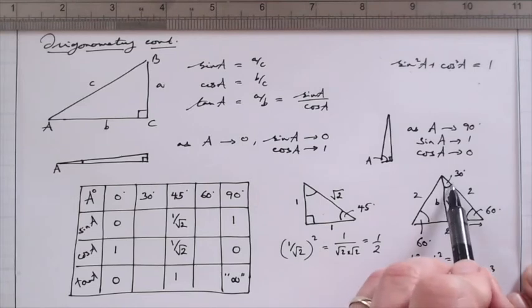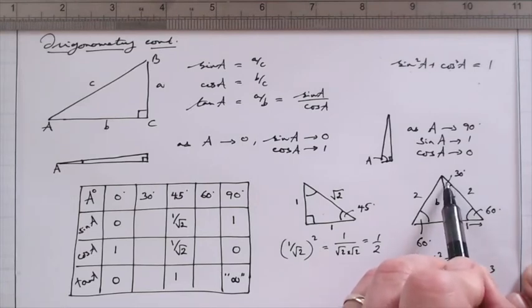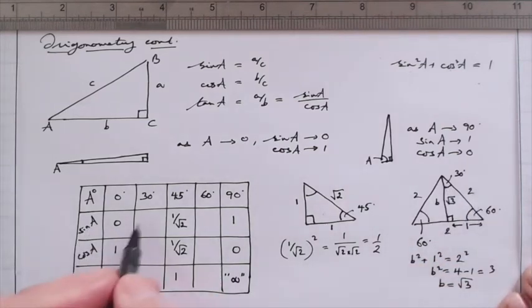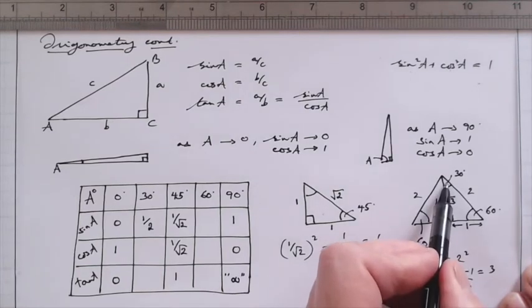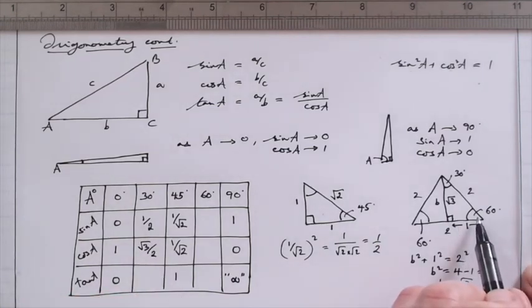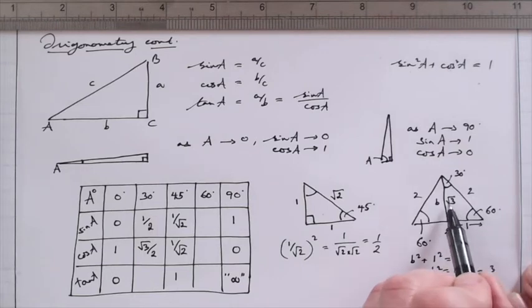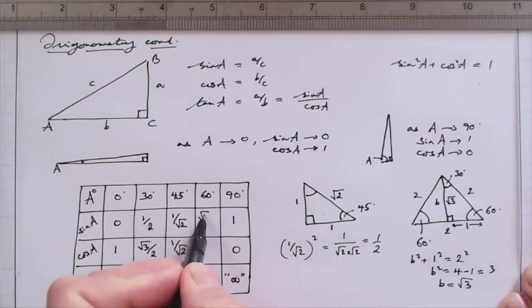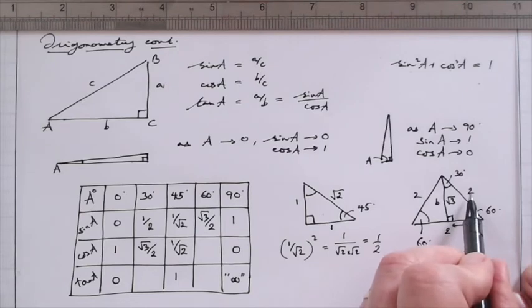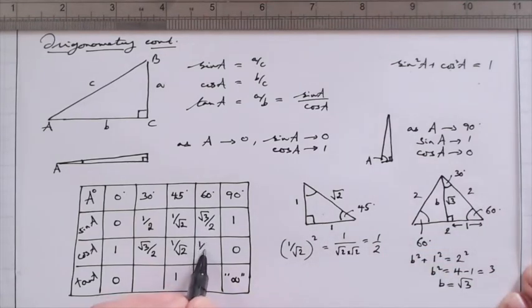So if I look at 30 degrees, for example, sine of 30 will be the opposite over the hypotenuse, which will be 1 over 2. So sine of 30 is 1 over 2. Cosine of 30 will be the adjacent over the hypotenuse, which is root 3 over 2. And at 60 degrees, the sine of 60 will be opposite over the hypotenuse, root 3 over 2. And the cosine of 60 will be the adjacent over the hypotenuse, which is 1 over 2.